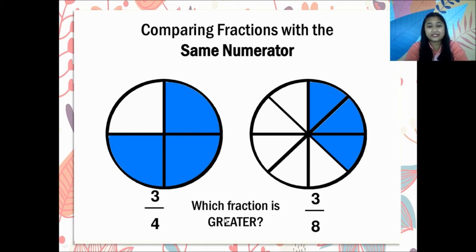So which fraction is greater? Look at the numerator. The numerators are the same, right? Now, observe the denominator. The lesser the denominator, the greater the fraction. So, which is lesser? Is it 4 or 8? Very good, it's 4. Therefore, this is the greater fraction. So, 3 over 4 is greater than 3 over 8.